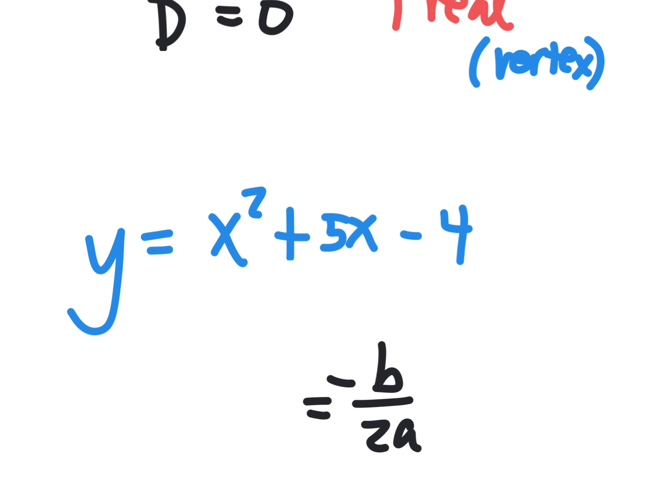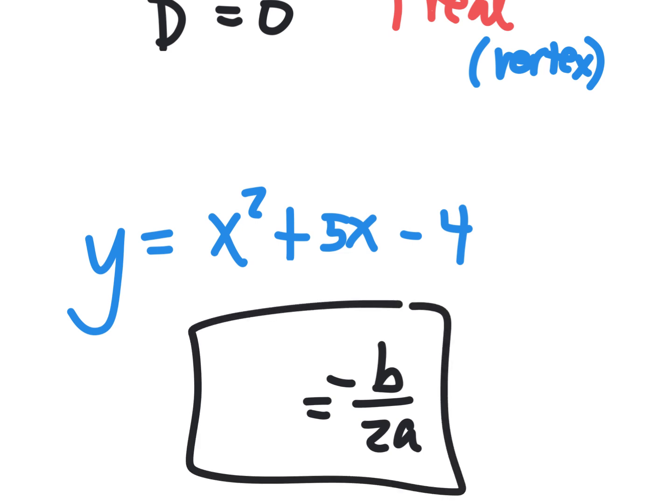If you don't know this, you should write this down. x equals negative b over 2a. Negative b over 2a doesn't mean anything by itself. It's the x. So do you get that's an axis of symmetry? X equals blah, that's an axis of symmetry, and it's the x of the vertex.